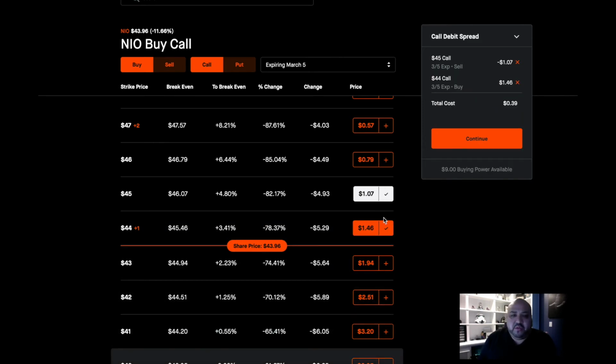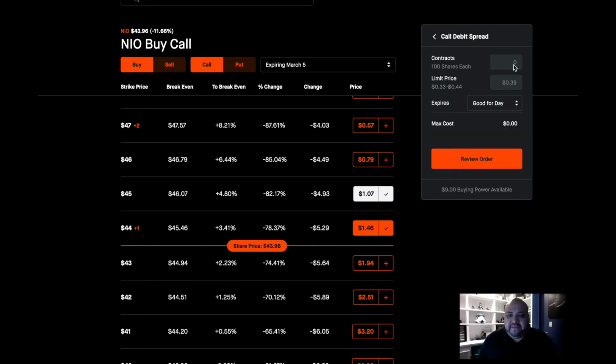Now notice what happens up here. If you did it right, it's going to say call debit spread. Instead of paying $1.07, which times 100 is $107, or 146, now you're going to pay 39 cents per share. Times 100, so now you're going to pay $39. As you can see, it's a lot cheaper now. If I hit continue and buy one contract, I only pay $39.